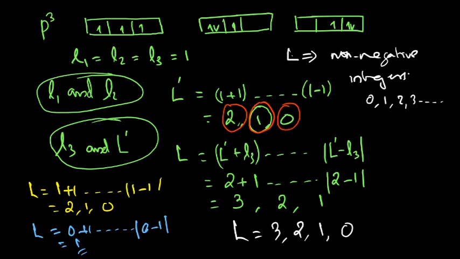So now we are going to deal with the spin angular momentum. So how can we get the total spin angular momentum quantum number? This is represented by capital S.